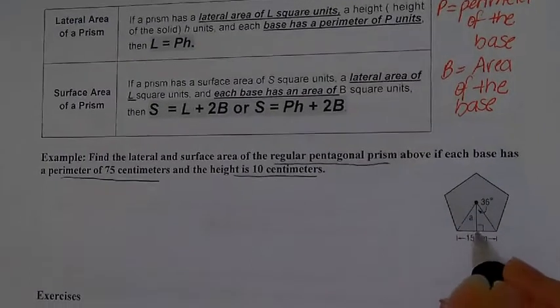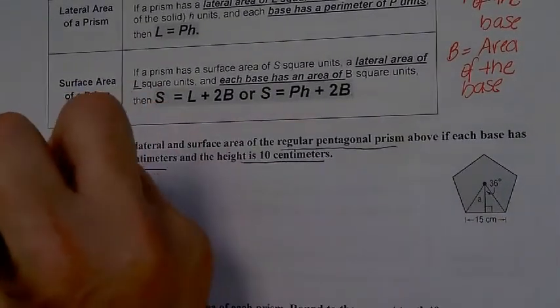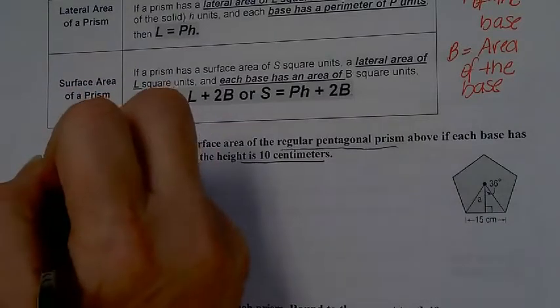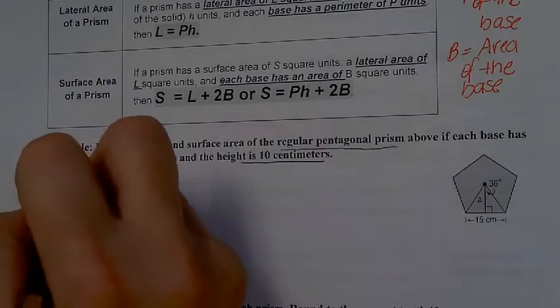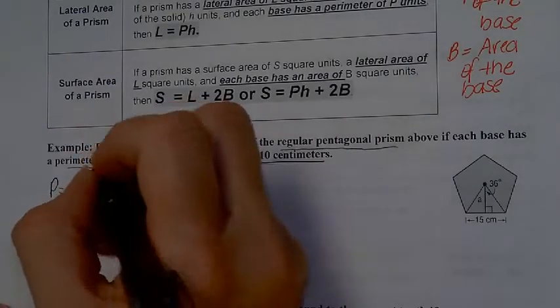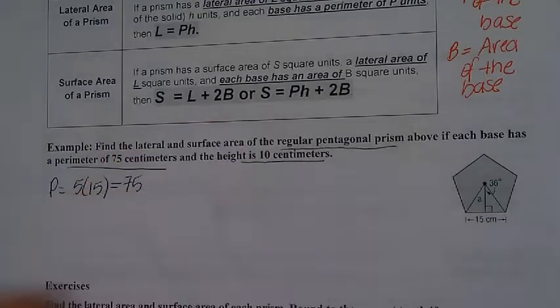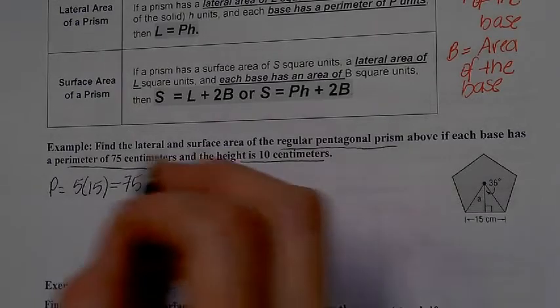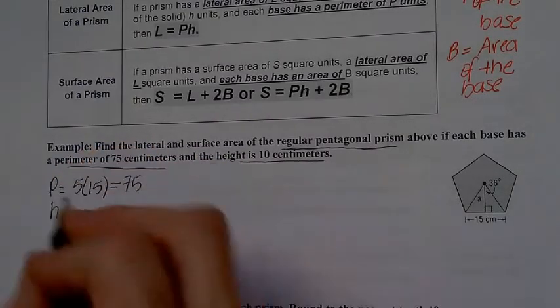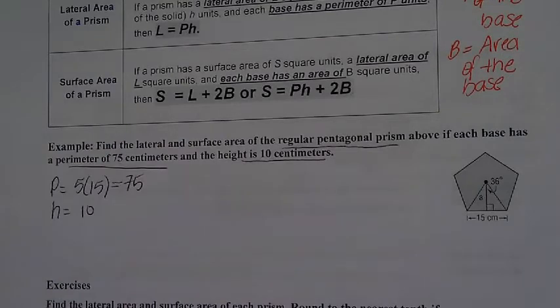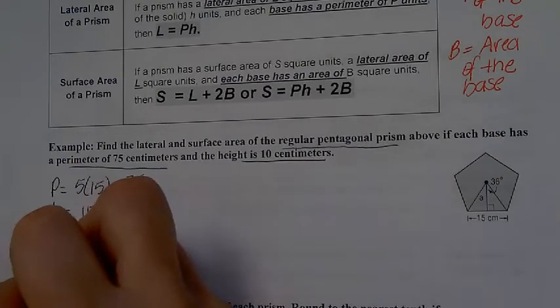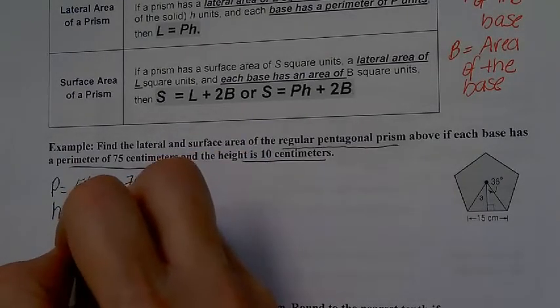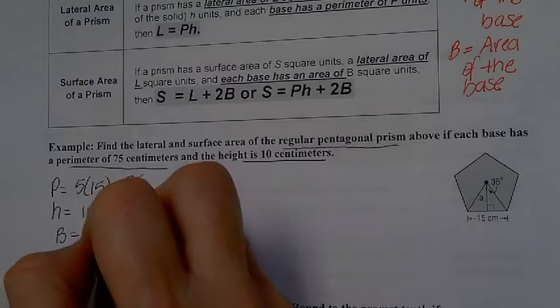So perimeter, they give me the sides. So the perimeter is 5 times 15, which equals 75. Okay? And the height of the solid, they tell us, is 10. And then the area of the base, let's see. The area of the base, my formula is half times apothem times the perimeter.